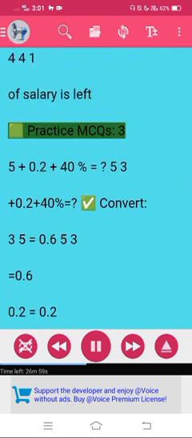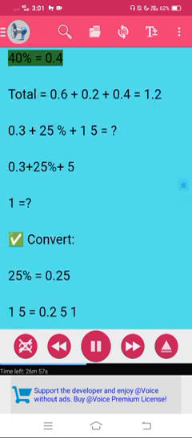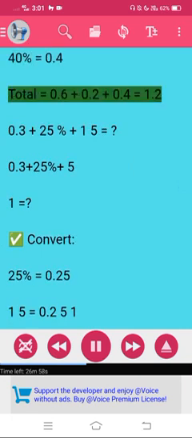Green square practice MCQs. 3/5 plus 0.2 plus 40% equals. Check mark convert. 3/5 equals 0.6. 0.2 equals 0.2. 40% equals 0.4. Total equals 0.6 plus 0.2 plus 0.4 equals 1.2.